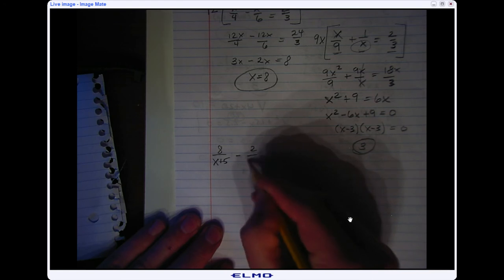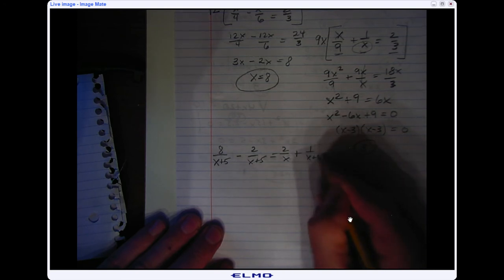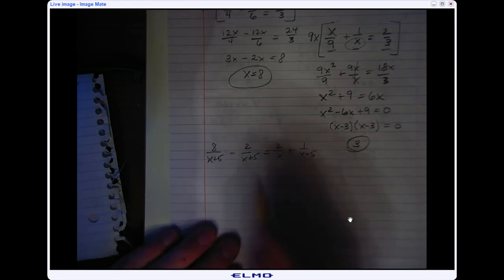So if I have 8 over x plus 5 minus 2 over x plus 5 equals 2 over x plus 1 over x plus 5. In this case, some people think they can just multiply by x plus 5 and it gets rid of this x. It actually doesn't, because these are unlike terms. So what you would have to do to get rid of all of these terms on the bottom is multiply by both x and x plus 5. And by doing that, I'm going to be able to get rid of these fractions.